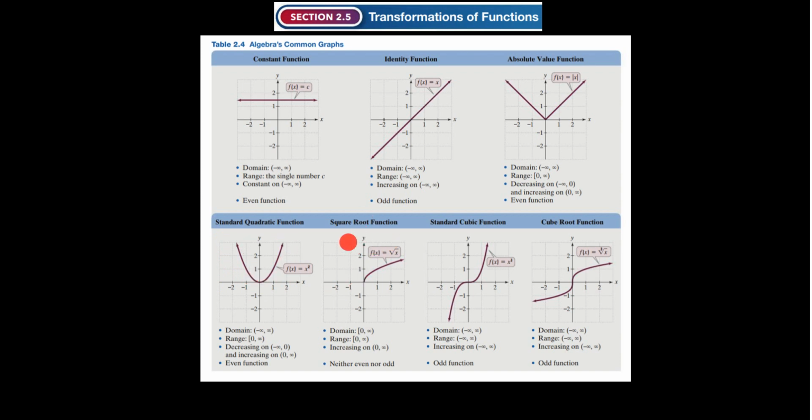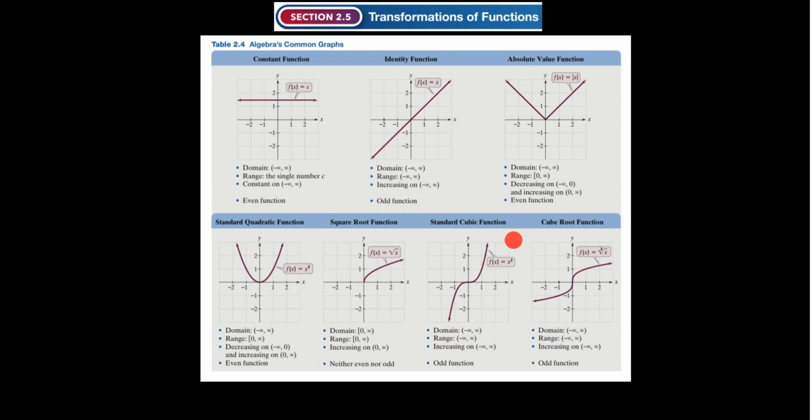The square root function looks like this. Again, for every single one of these, you need to memorize the behaviors because we're going to put transformations on them, and you'll see that later in this lecture. Our square root function starts at 0, 0 and shoots off. The domain is from 0 to infinity, my range is from 0 to infinity, and we are increasing from 0 to infinity. Since this has no symmetry, it is neither even nor odd.